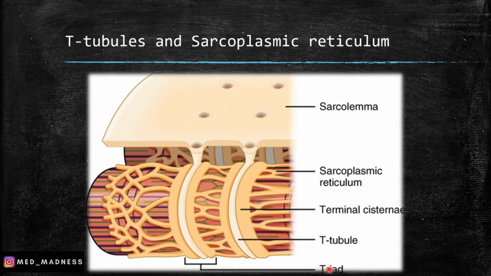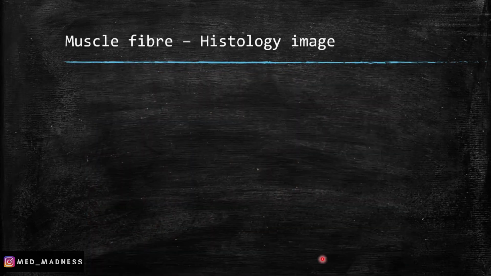If it is a dyad, in the center there will be a T-tubule. On one side there will be sarcoplasmic reticulum, because there is a small difference between skeletal muscles and cardiac muscles in this point. I'll tell you later. Let's move on to see an important histology image of the muscle fiber.